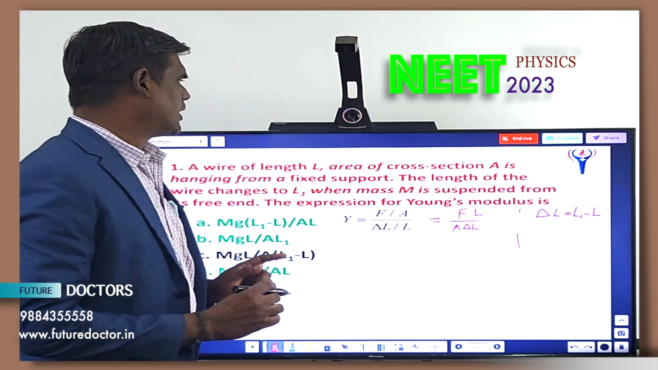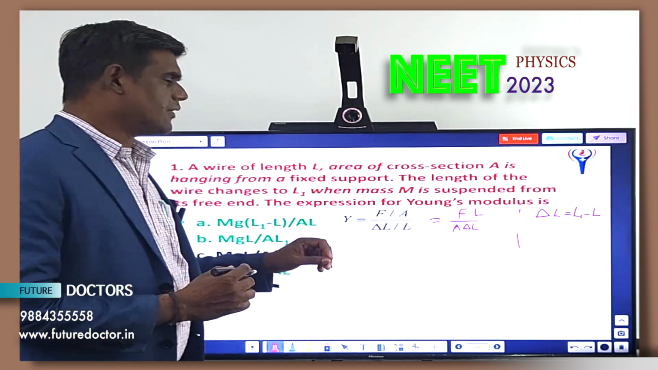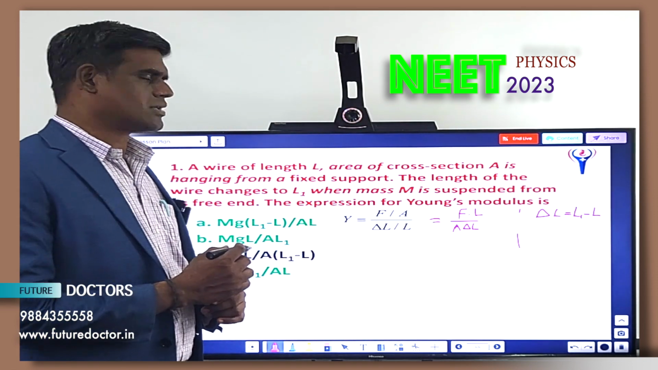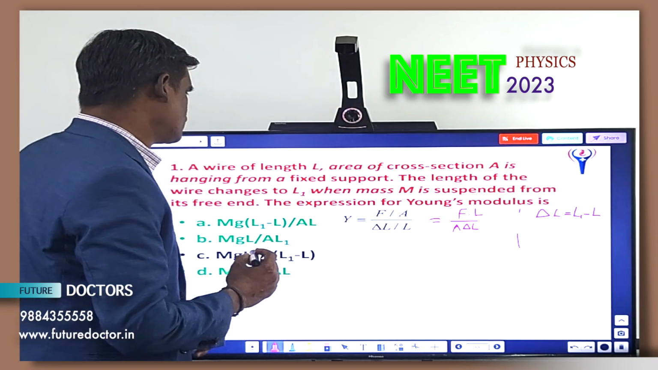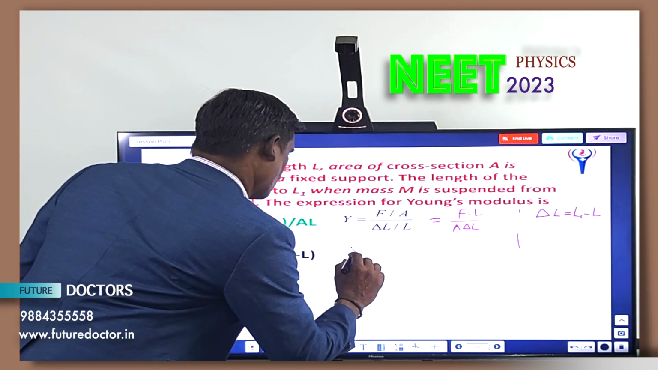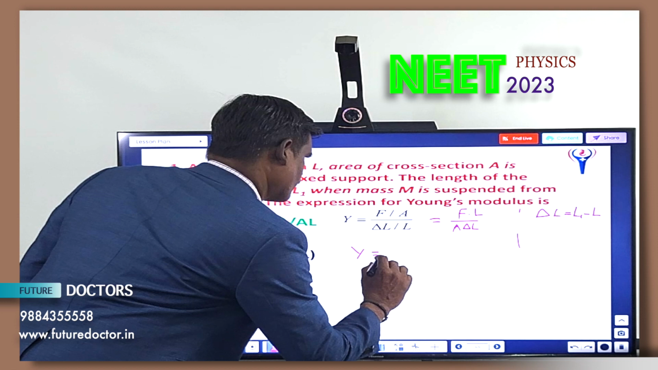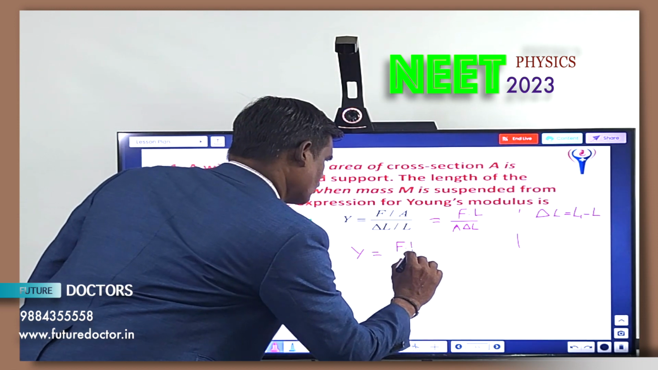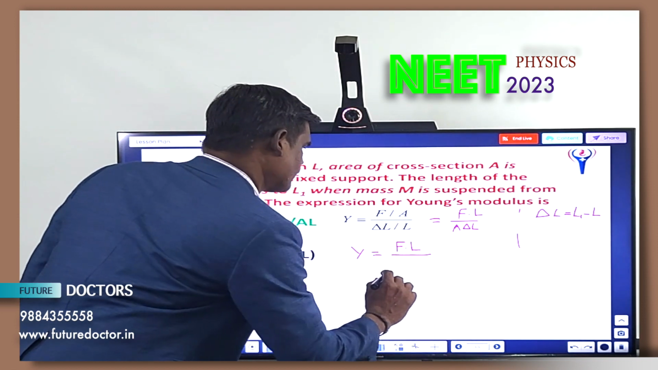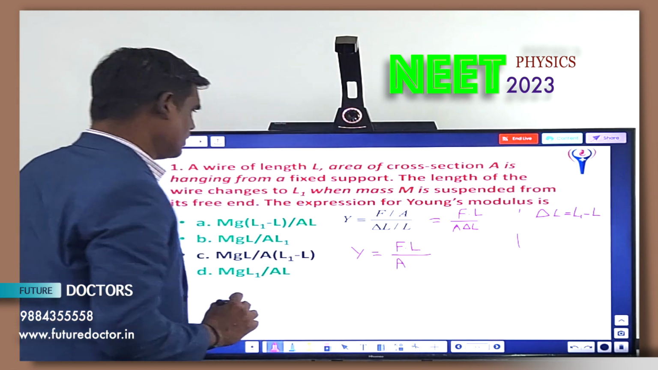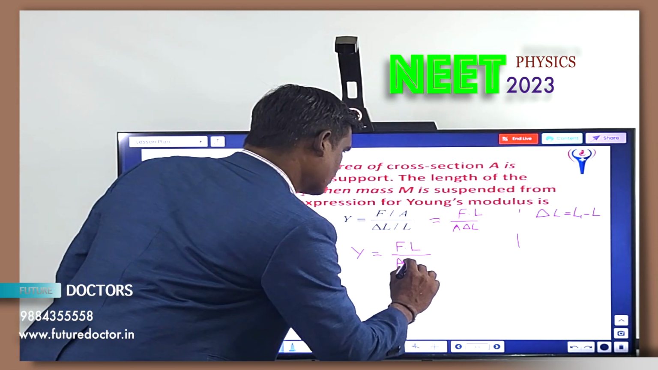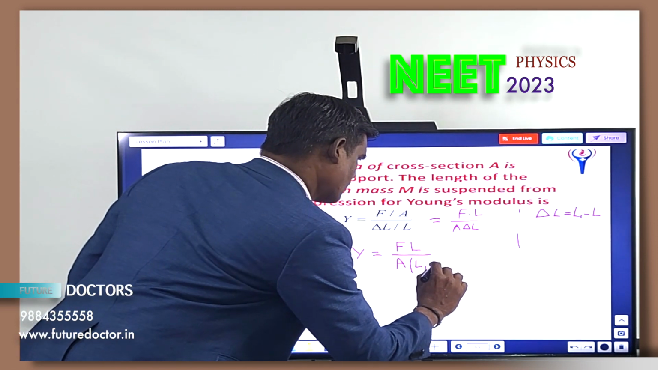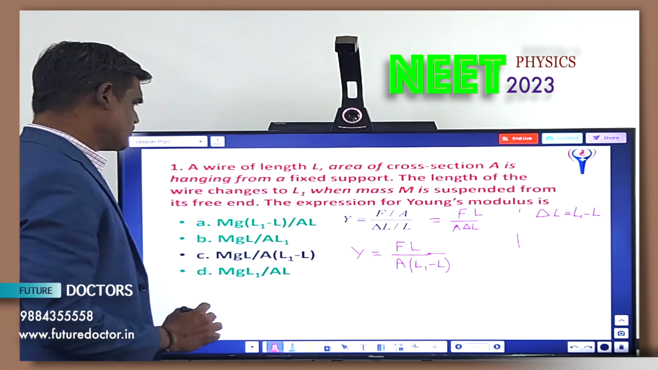L is the original length, L1 is the final length. So L1 minus L is the only change in length. Substitute this here. Then Y equal to F into L divided by A into delta L, which is L1 minus L. That is which option?